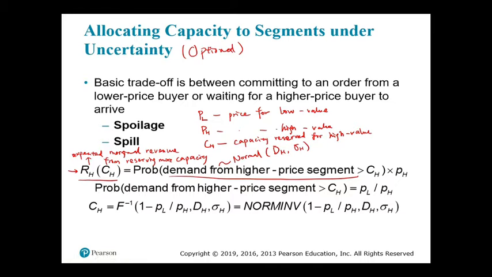So the CH, the amount of capacity reserved, should be chosen such that we're balancing off the spillage and spoilage. Right, so basically we want the marginal revenue from the higher price segment equal to the current marginal value from the lower price segment, which is to say this is equal to PL.